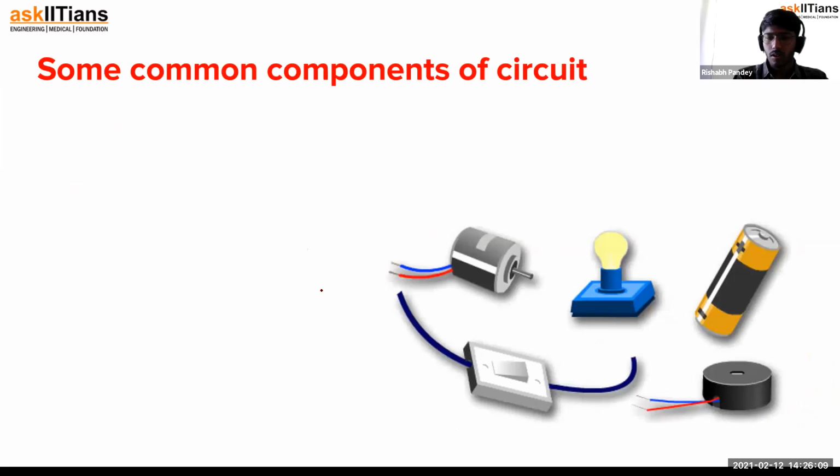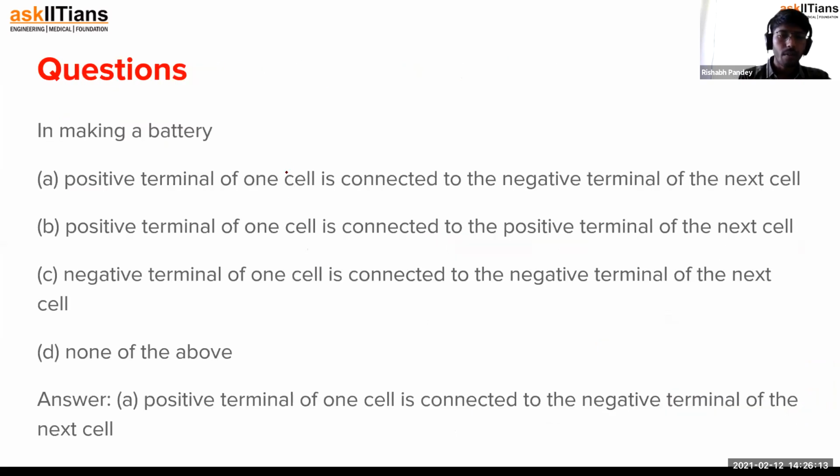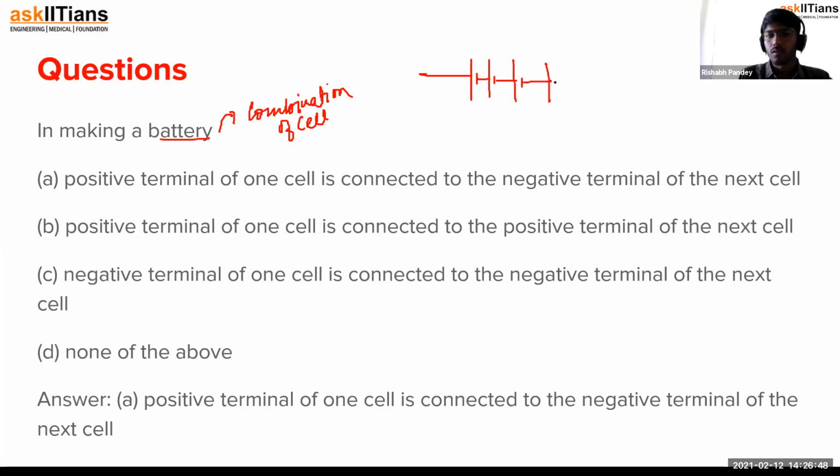Common components are these, we have already discussed them. In making a battery, positive terminal of one cell is connected to the negative terminal of the next cell. Positive terminal of one cell is connected to the positive terminal of the next cell. Negative terminal of one cell is connected to the negative terminal. None of the above. See, basically in making a battery, what is a battery? Battery, you can say, is a combination of cells. So if I want to combine a number of cells, then it should look like positive, negative, positive, negative, positive, negative, and so on. So positive terminal of one cell is connected to the negative terminal of another cell. See, this is positive and this is connected to the negative, correct? So yes, this is true.